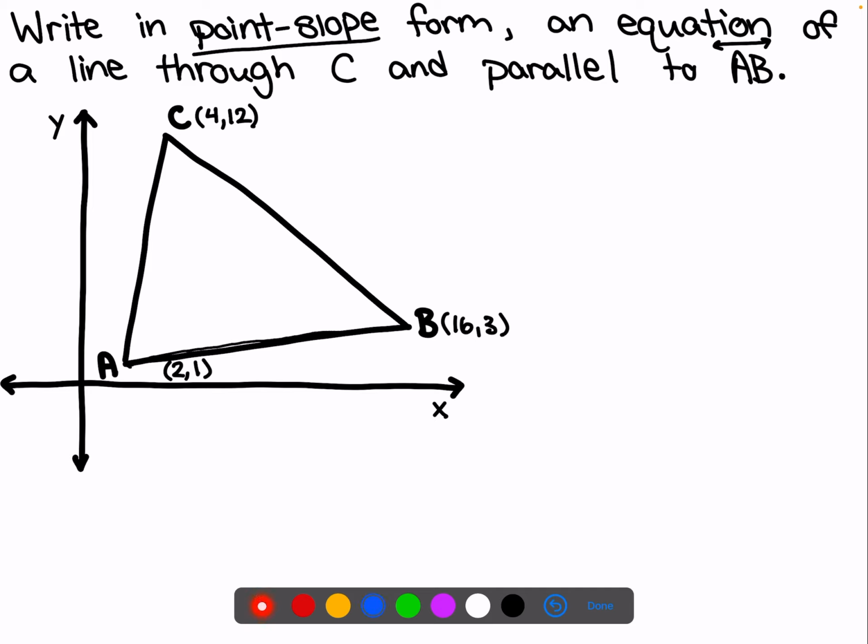First off, we need to find the slope of AB. To do that, we can use y2 minus y1 over x2 minus x1. This will give me 3 minus 1 over 16 minus 2. 2 over 14 will be that answer, and reducing this fraction down, we get 1/7. Further, it's going to be parallel, so this is the slope that we want to keep.